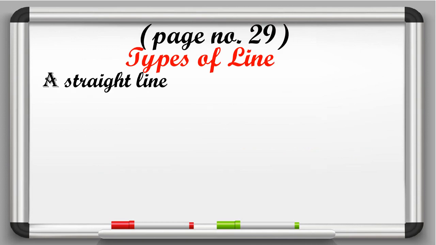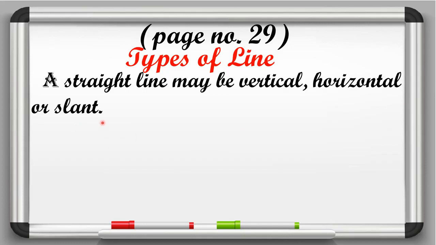So beta, a straight line may be vertical, horizontal or slant. Means there are three types of straight line: vertical, horizontal or slant. So here I am going to show you that this is a vertical line. Okay, vertical line means standing line. So here we will write vertical line. Vertical line or standing line, both are same.